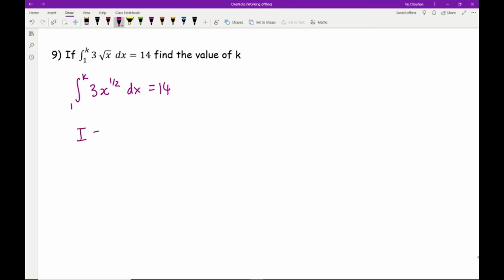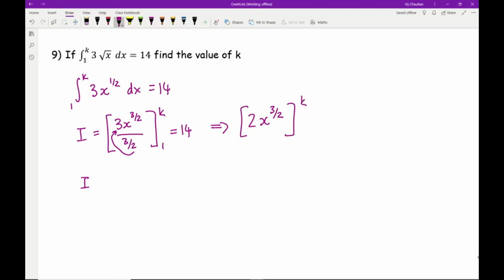So integrating this, I get 3x to the 3 over 2, over 3 over 2, with the limits of k and 1, and that equals 14. Now at this stage I probably would want to simplify again, just to make my life a little bit easier. So here the 2 moves to the front, so that becomes a 6. 6 over 3 then becomes 2, so it's 2x to the 3 over 2 with the limits of k and 1, and again that equals 14.